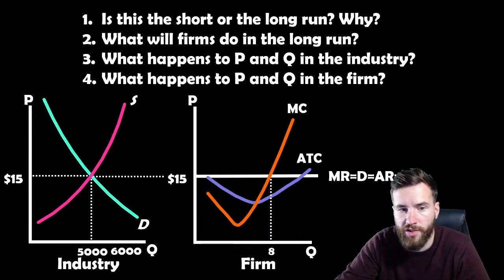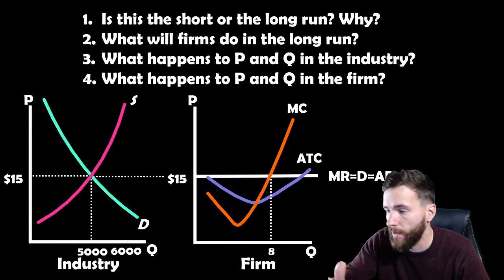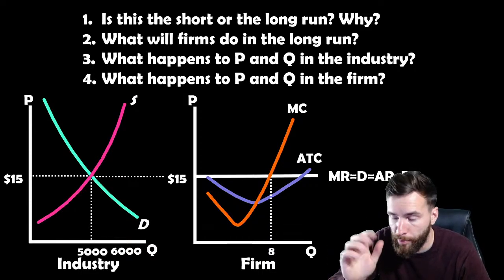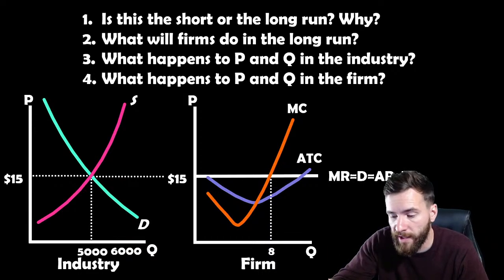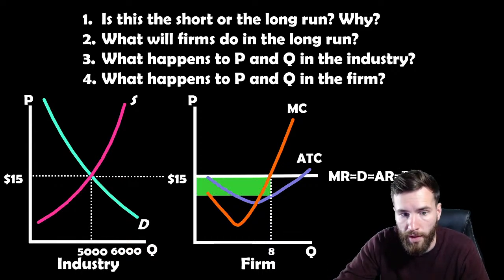So let's answer the questions. Is this short run or long run? It has to be short run. It can't be long run. In the long run, perfectly competitive firms can't make positive economic profit, because firms will adjust. Firms will enter, and in the long run, they'll make normal economic profit. So this is short run.